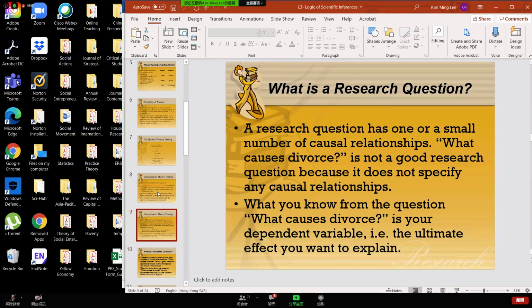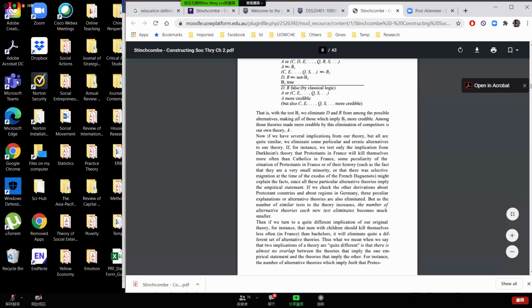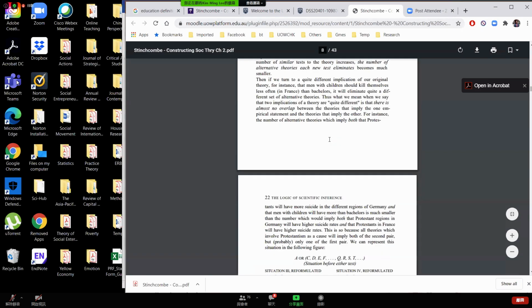Okay, any question about the scientific inferences? I think this is the most difficult part of this handout. If you still have questions, you can email me, okay? Or read the chapter here. This is more detailed, okay? It explains a lot of things.